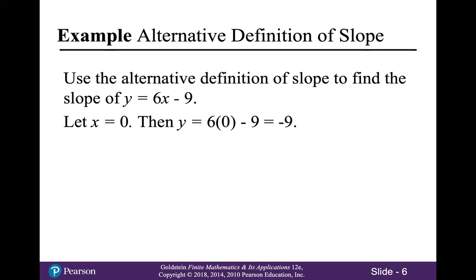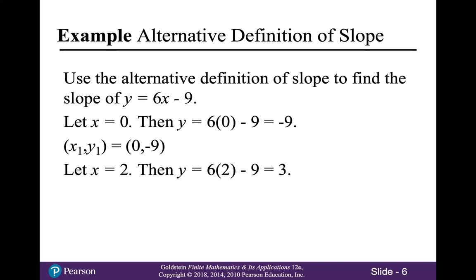Then the corresponding y is 6 times 0 minus 9, which is negative 9. So we'll make x1, y1 be the point 0, negative 9. Now we'll pick another value of x, say x equals 2. Then y would be 6 times 2 minus 9, which comes out to 3. So x2, y2 will be the point 2, 3.